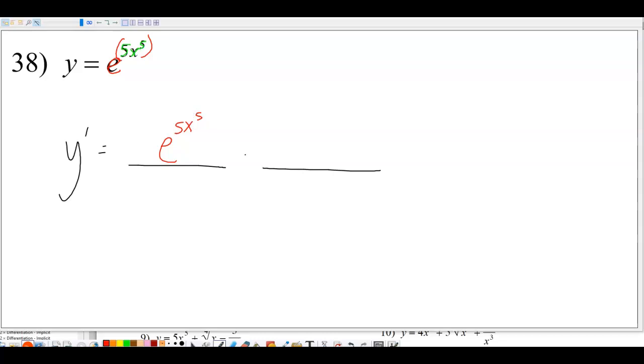That's the derivative of the outside. It's the same thing as the original problem. But what we do get is a derivative of the inside. That will change a little bit. So that's going to be 25x to the 4th.